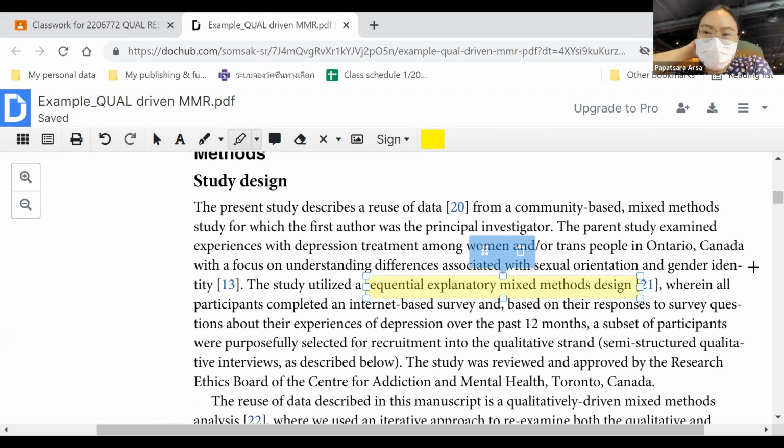Sequential explanatory mixed methods. Is it necessary to identify the name of the method, like the sequential explanatory, as highlighted in our article? Yes, it looks like a custom for researchers in this space. Do you mind if you click on the number 21 citation? It's a citation. I guess it's Creswell. This is Creswell's work, Designing and Conducting. Yeah. So that's it.